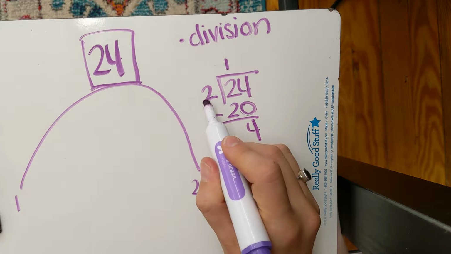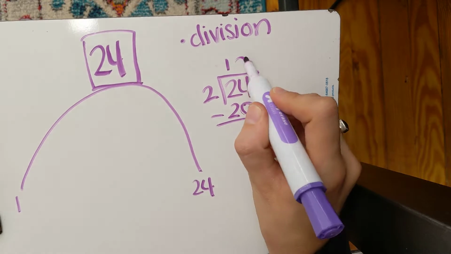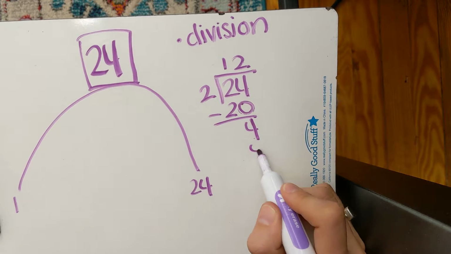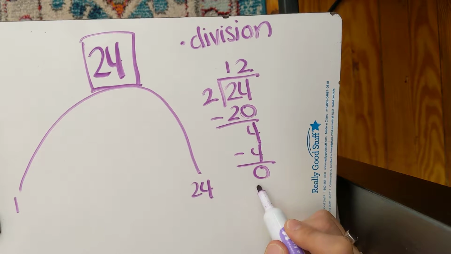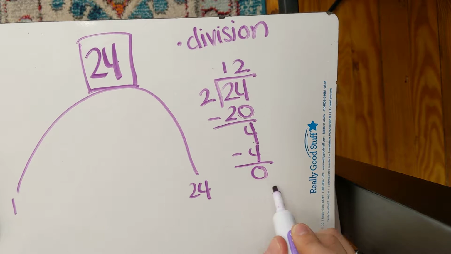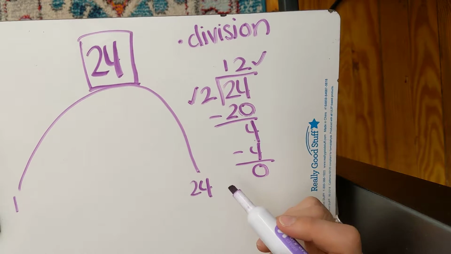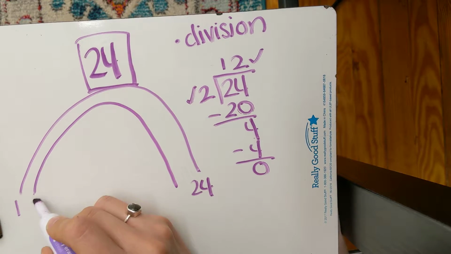Okay, now we think, how many times does 2 fit into 4? 2 fits into 4 2 times. 2 times 2 is 4. And then we subtract. Oh, we got a 0. That means that there is no remainder. This is a good thing. That means that 12 and 2 are a factor pair of 24. I'm going to add them to my factor rainbow now.